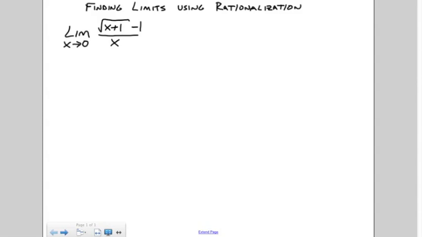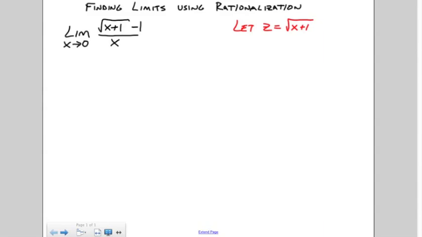Now, first thing I'm going to do is use red for my scratch work. This is kind of the stuff that I might do off on the side of a piece of paper. It's not part of my formal equation here. But I'm going to say, let's let z equal the square root of x plus 1. Why am I doing that?